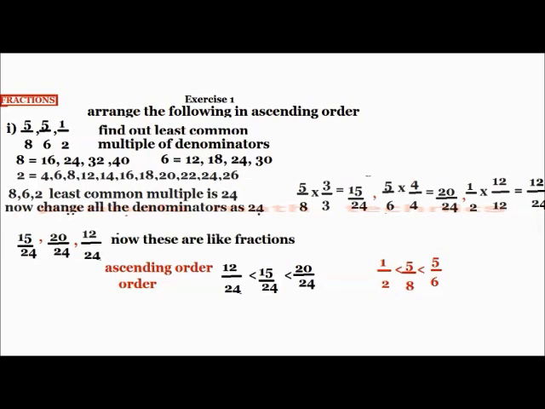Ascending order. Just by seeing the numerators, we can know which number is less. Ascending order means least number to higher number. 12 by 24 is less than 15 by 24 and that is less than 20 by 24. So now 1 by 2 is less than 5 by 8, less than 5 by 6.